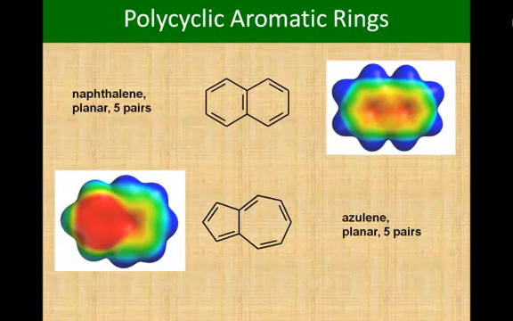By that same token, we can see we have 1, 2, 3, 4, 5 pairs of pi electrons in the molecule azulene. Each carbon in these rings is sp2 hybridized, so we have an uninterrupted sequence of sp2 hybridized carbons. This molecule is planar, so azulene is also aromatic.